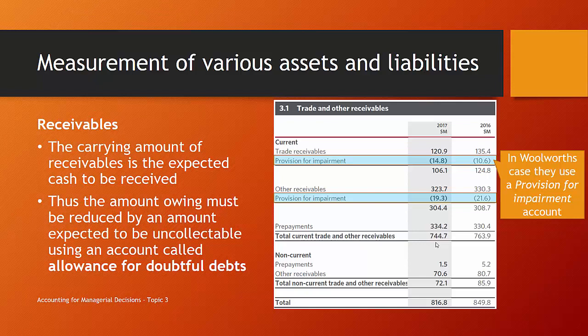So the provision for impairment on the trade receivables is $14.8 million. So they expect to not collect just over 10%. I don't know if that's good or bad, but that's what they expect. Other receivables looks like it's slightly under 10%. But again, it helps provide you more information about what's going on.